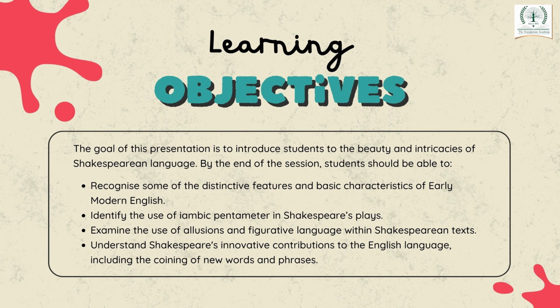students should be able to recognize some of the distinctive features and basic characteristics of early modern English, identify the use of iambic pentameter in Shakespeare's plays, examine the use of allusions and figurative language within Shakespearean texts, understand Shakespeare's innovative contribution to the English language, including the coining of new words and phrases.